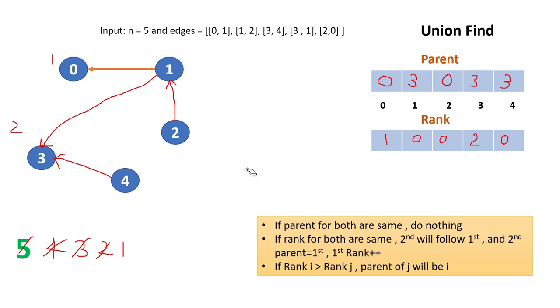Now check the last one, that is 2, 0. For this edge we have to find their ranks. For 2, who is the parent? For 2 the parent is 0. For 0, who is the parent? That is also 0. But here is one rule: if the parent for both is the same, do nothing.